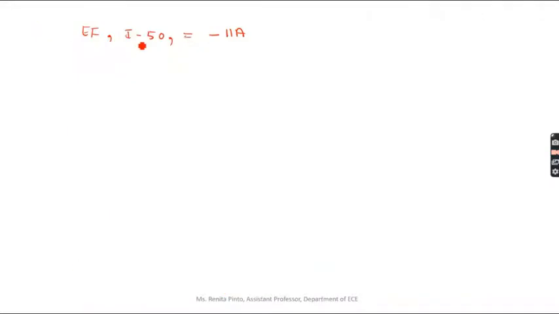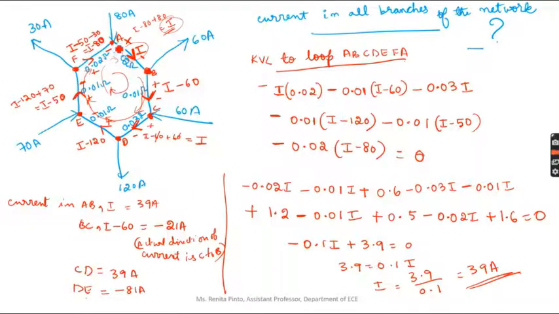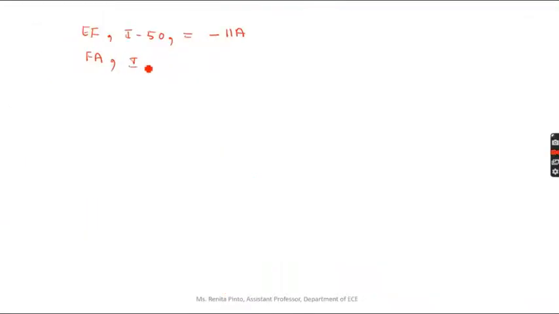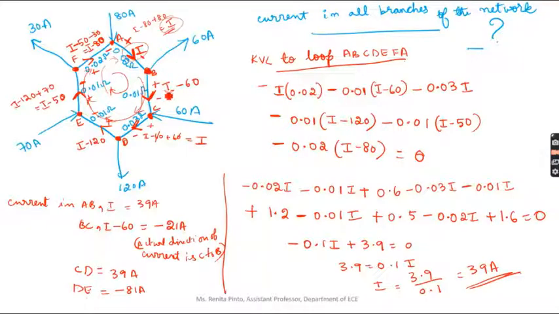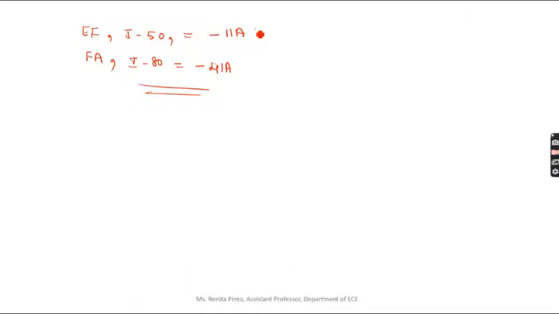Next, from F to A, current is I minus 80. So I minus 80, that is 39 minus 80, will give you minus 41 amps. Okay, so these are the branch currents. Again, since it is minus, the actual direction of current is opposite to the direction taken.